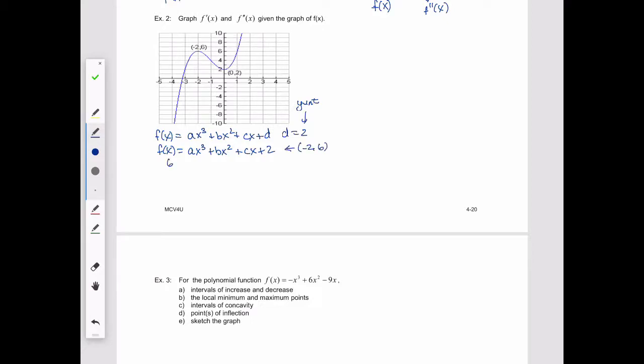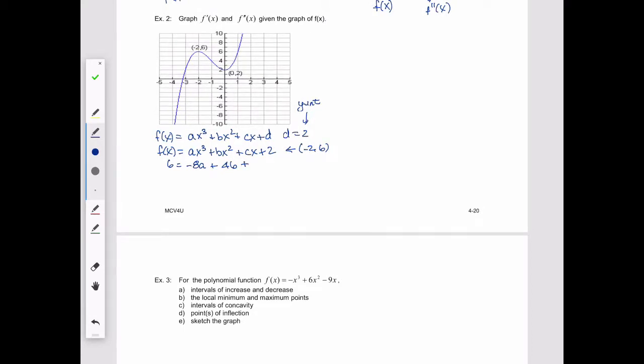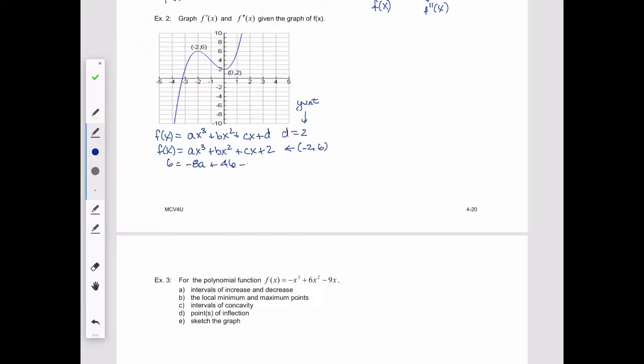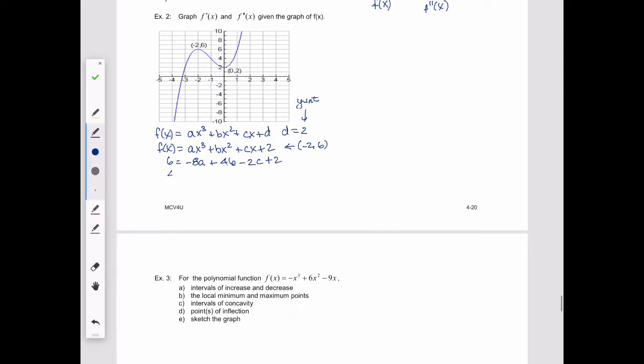So if I plug that in, every time I see an x, I replace it with negative 2. So negative 2 cubed is going to be negative 8. So we have negative 8a. Negative 2 squared is going to be 4. So plus 4b. Minus 2c plus 2. I'm going to bring the 2 to the other side. To simplify, we have 4 is equal to negative 8a plus 4b minus 2c. And it's as much as I can go with that calculation.